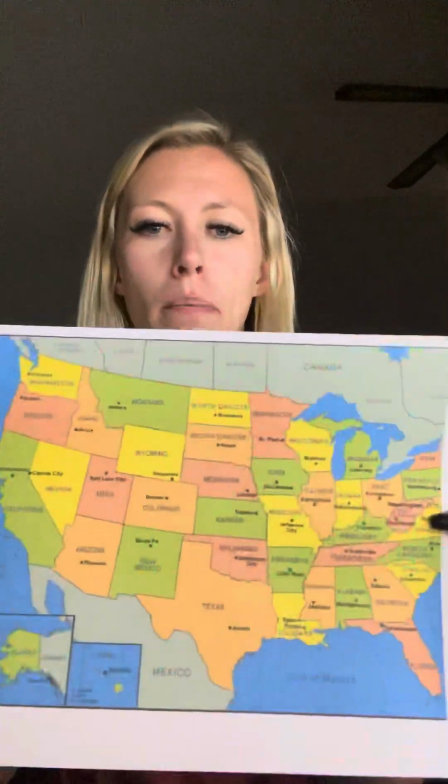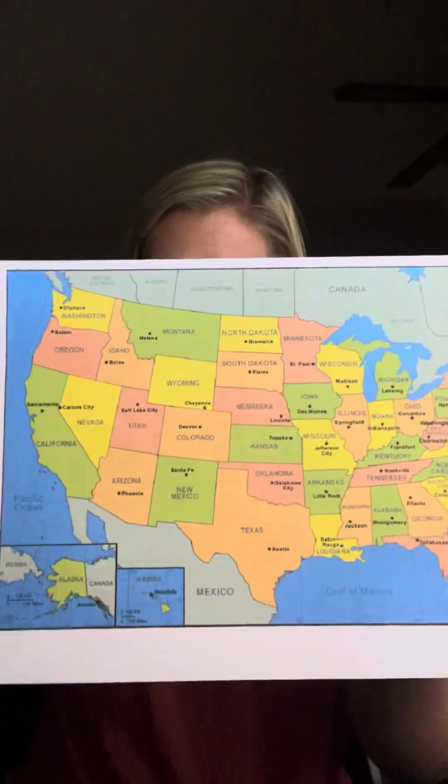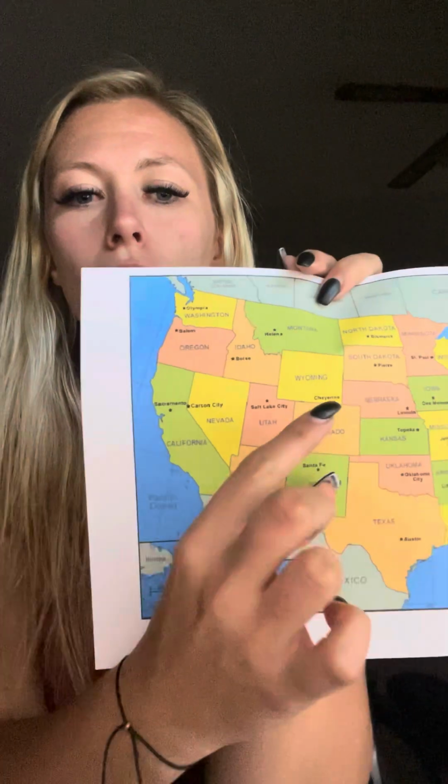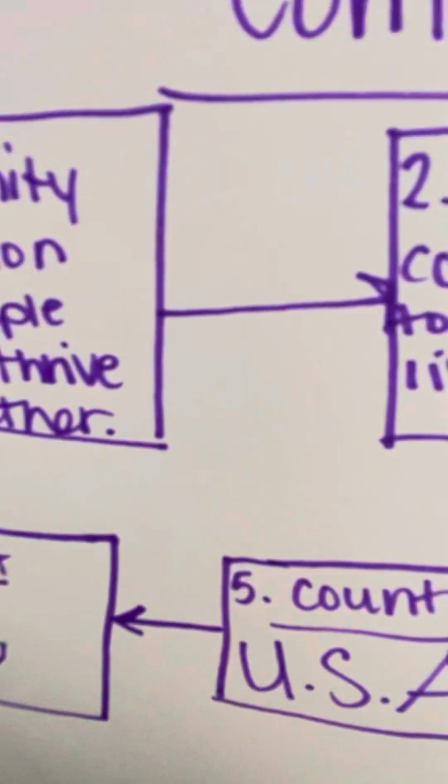So now we're going to look at things on a bigger scale, and we'll look at a map of the United States. We look and we know that Parker is within Colorado, and we also know that Colorado is a part of the United States of America. So we know the USA is a country. So for question number 5 on our anchor chart, we will put country as USA.